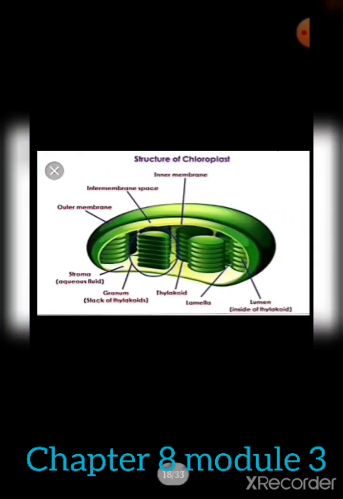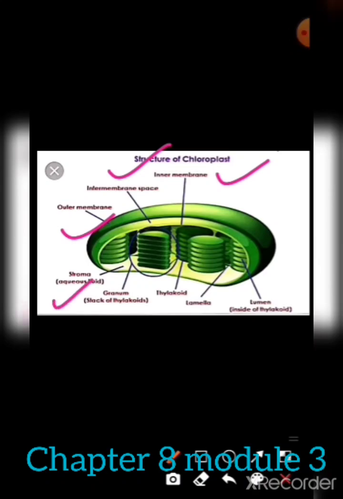Next is chloroplast. It is a type of plastid, as we have discussed. It is kitchen of the cell. So it is having inner membrane, intermembrane space, outer membrane. It is also double membrane structure. Stroma is the aqueous fluid which is present. Granum, thylakoid are the stacks.